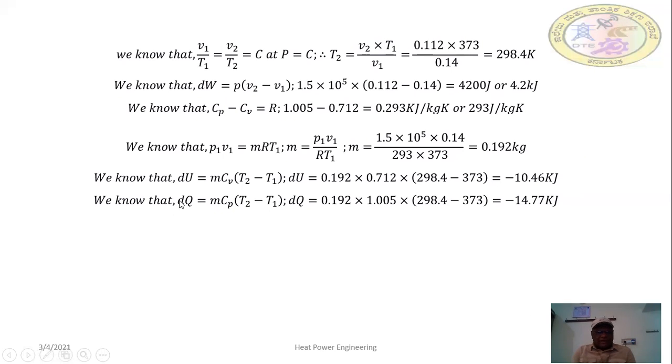And next is the amount of the heat supplied. Okay, it's very interesting here. Look here, students. dQ is the amount of the heat supplied. This is the equation which is used to measure the heat supplied to the system. Is it okay with you? And dQ is equal to the mass of the gas, which has been found out here, 0.192, into the specific heat of the gas at constant pressure, into the change in temperature.